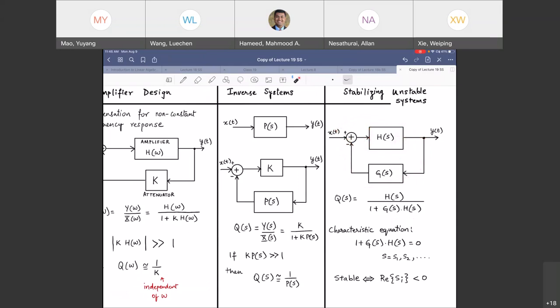We would want the poles of this closed loop transfer function to have negative real parts. So take a look at the denominator, set it to 0. That's your characteristic equation. The values of S that will solve this equation are the poles of the system. And you would want the real part of those poles to be less than 0 for stable behavior. Questions here?